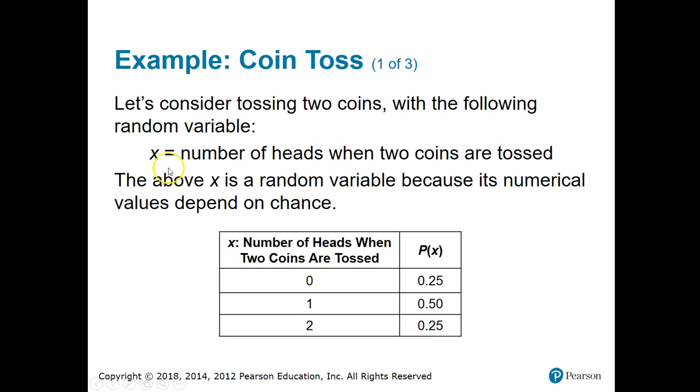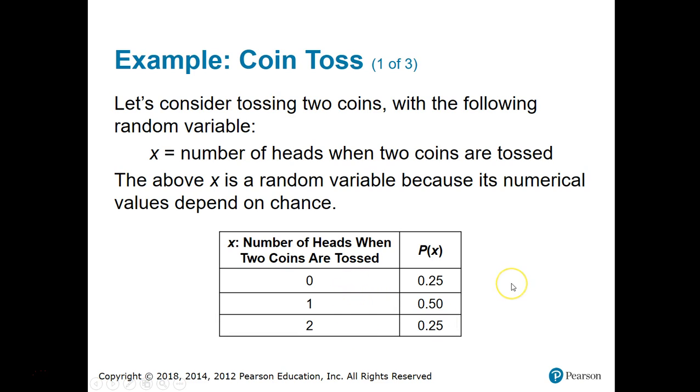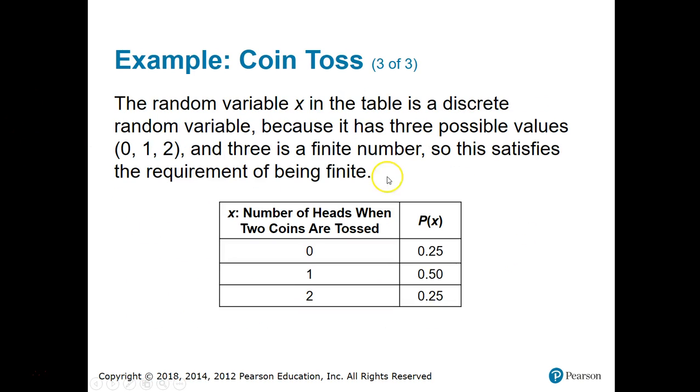All right, 2 coins. X is the number of heads when 2 coins are tossed. So we could get 0, we could get 1, we could get 2. 0.25 for 0, 0.50 for 1, 0.25 for 2 are the probabilities for each one of these. If we add up the probabilities, 0.25, 0.5, and 0.25, we get 1, and each of the values is between 0 and 1, and each of these is a numeric value, so it works as a good probability distribution. And it's finite, because we only get 3 options.